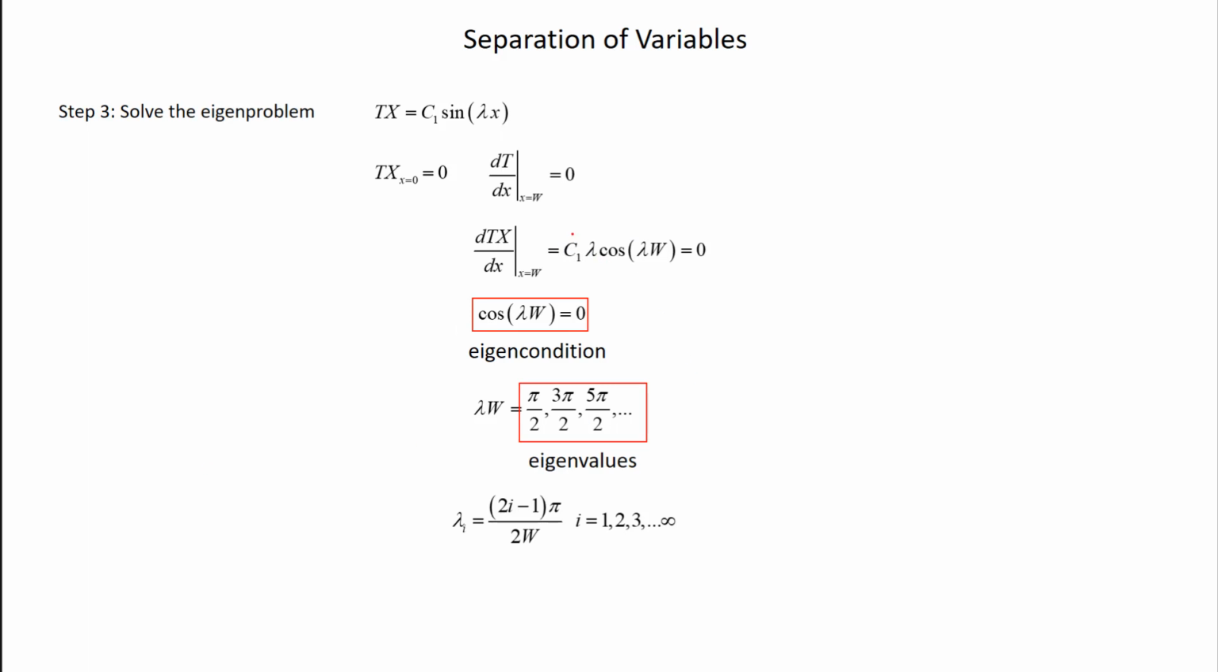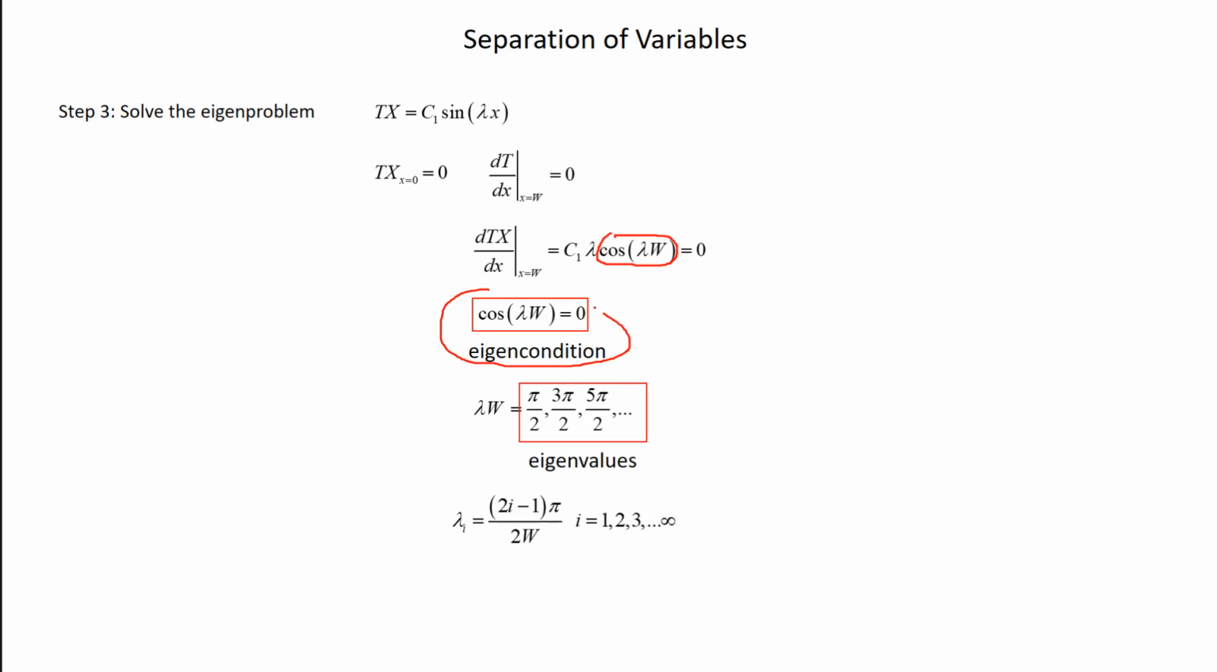I could say C1 is equal to 0, but if I do that, I've just said that Tx is equal to 0, which again gives me just 0 everywhere, so that's not a useful solution. I could say lambda is equal to 0, but sine of 0 is 0, so I've just done the same thing, not a useful solution. But the last thing I can do that actually is kind of useful is I could say, well, the cosine of lambda w needs to be equal to 0. And that certainly is something that I can make happen.